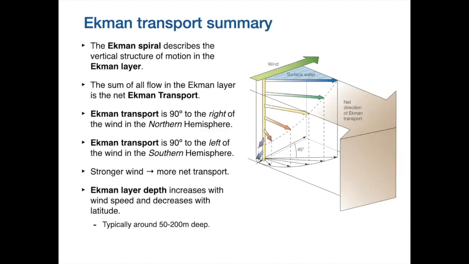So just a quick summary. The Ekman spiral is the current direction throughout the Ekman layer as it moves further and further to the right. The Ekman transport is the net transport over that layer, which is 90 degrees to the direction of the wind, either to the right or the left, depending on which hemisphere you're in. The Ekman layer depth increases with wind speed and decreases with latitude, and hence the stronger the wind, the deeper the layer, the faster the currents are moving, the larger the net transport, the larger the Ekman transport.